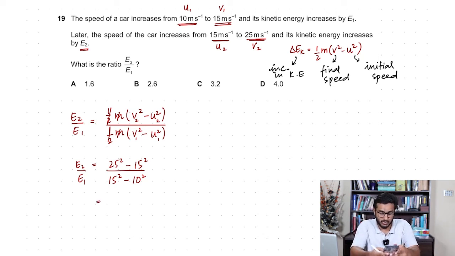So in this question, you didn't even require the idea of proportionalities. You simply had to put in the values and calculate your final answer. So the answer turns out to be 3.2. Hence, the value is C.